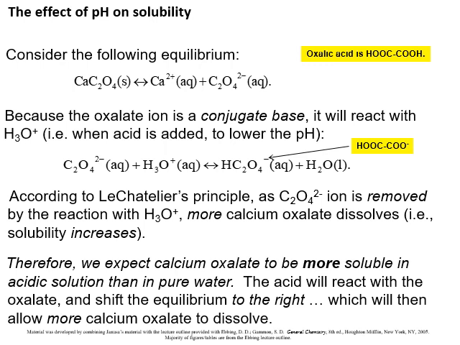So the HOOC-COO will come out of that equilibrium. In other words, the C2O4 2 minus is being removed from the equilibrium. So that means that you're removing a product, and when you remove a product, it will shift the equilibrium to the right. So therefore, that will increase the solubility.